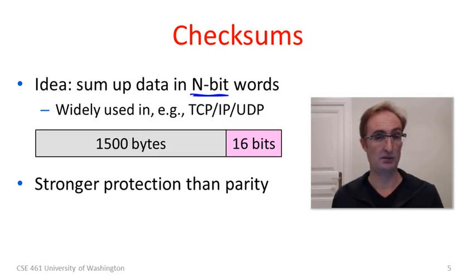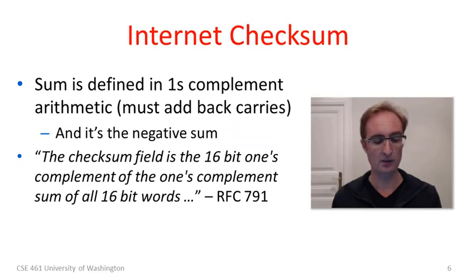This checksum is going to provide stronger protection than parity. We'll find out later it's really not that strong, but it is stronger than parity. I'll give you one specific example, and that is the internet checksum. This is the particular kind of checksum that's used in TCP, IP, UDP, and other internet protocols. Here's the definition of the checksum.